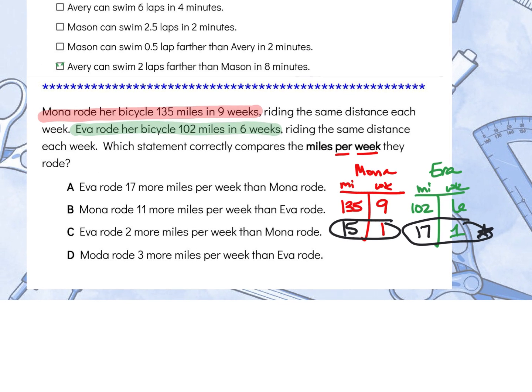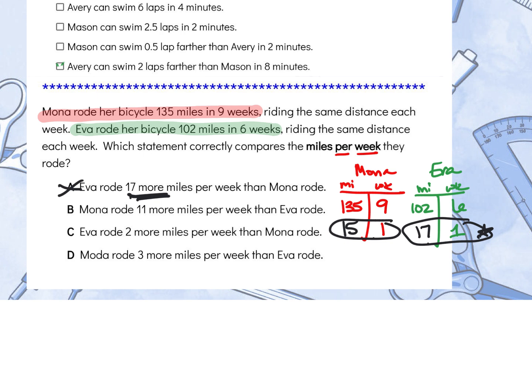Now let's read the statements. A, Eva rode 17 more miles per week than Mona rode. Did Eva do 17 more? No, she did 2 more, right? When we compare them, it's plus 2. So A is not right.